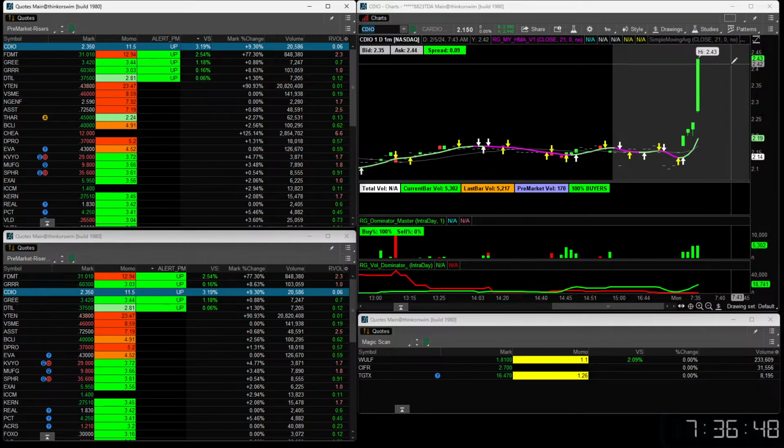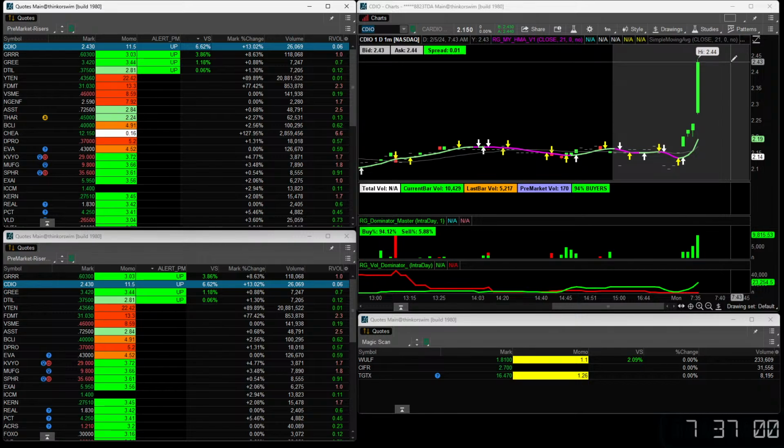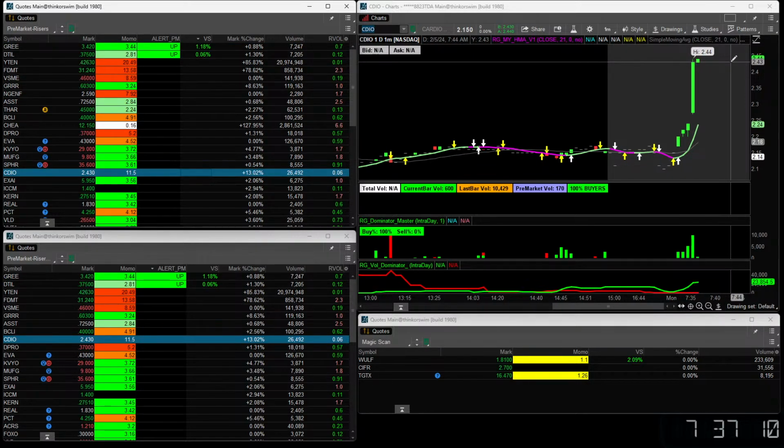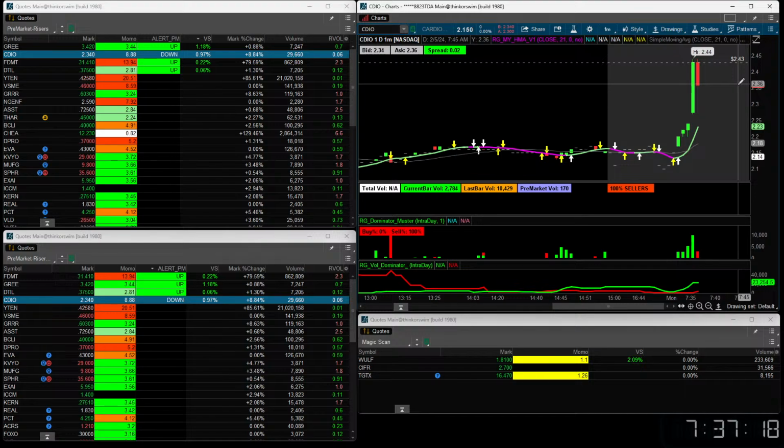CDIO making a pop up here. Let's see where we go. Kind of weird time of day for it to take off, but let's see what happens. Maybe late news. Maybe a pump and dump, so be careful. We never know. Only 10,000 shares on that last candle. See how far we pull back.